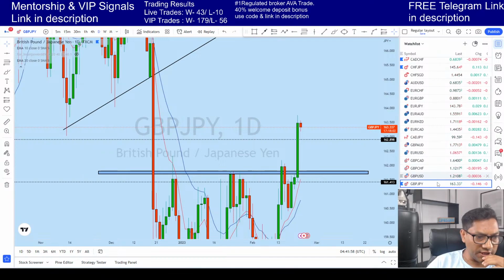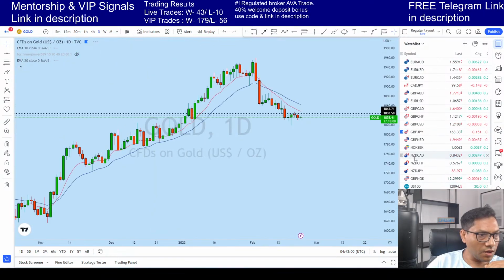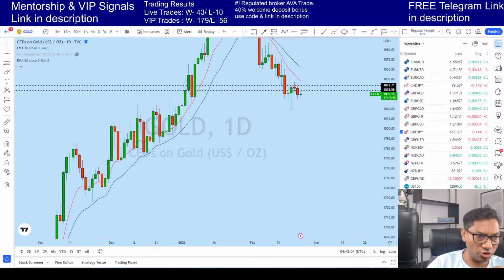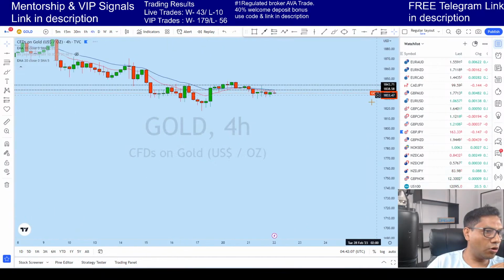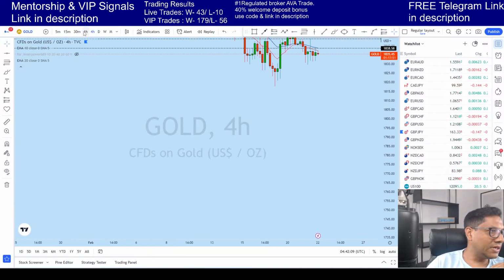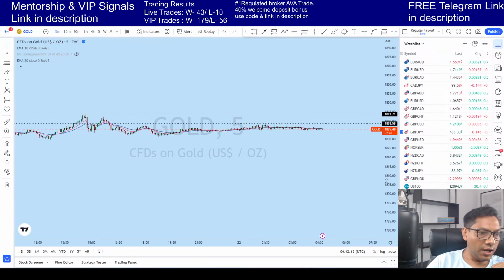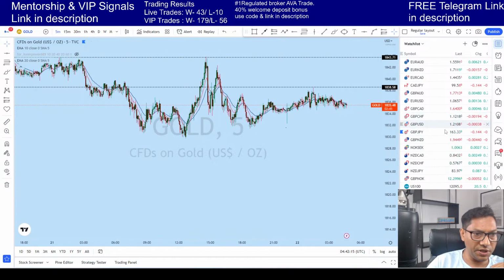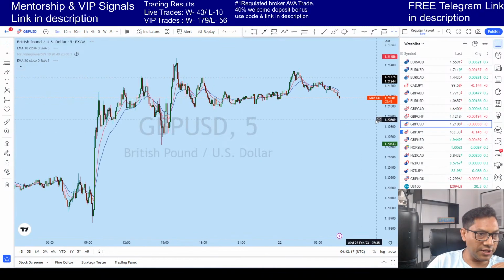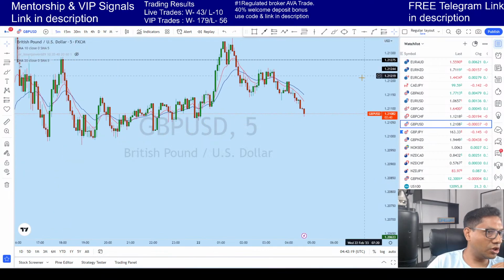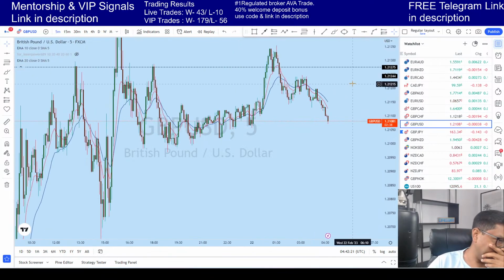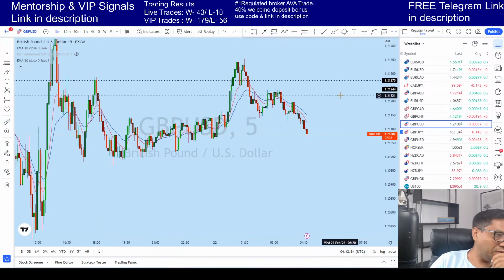So we found that the probability for gold today is bearish, so we will be waiting for a suitable bearish trading opportunity on gold. And as you can see, GBP also looks like that. This is the 5-minute chart on GBPUSD, guys. If we find an entry, we'll be selling GBPUSD.